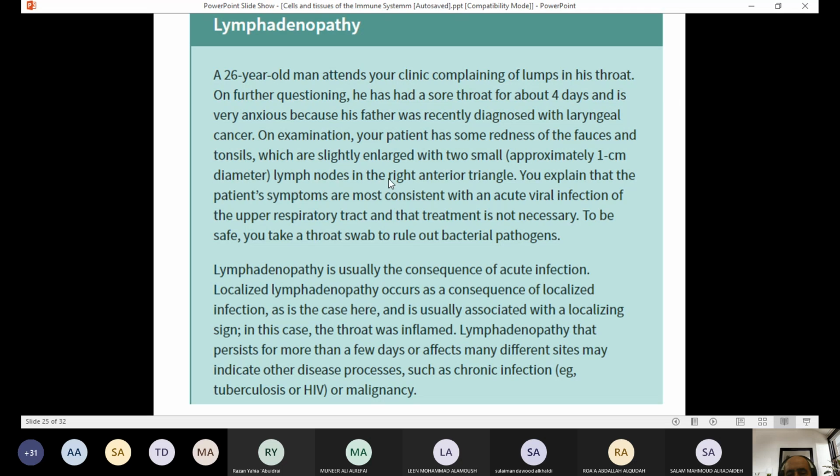Lymph nodes in the right anterior triangle. We need to know the area that is drained.